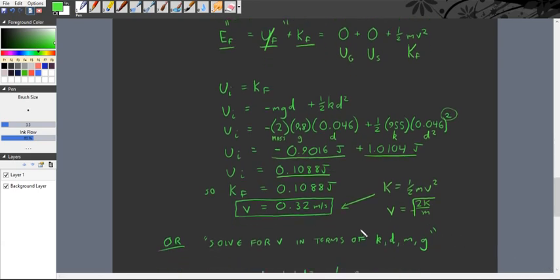Now, on your AP test, you're definitely going to see some problems like this. Solve for v in terms of k, d, m, and g. What this means is that we're going to have to solve for velocity in terms of your spring constant, the distance of compression, the mass of the block, and g. This is going to require manipulating the equation in terms of these variables. And our end result is just going to have variables in it. It's not going to have numbers. Now this here, this is pretty easy to digest.